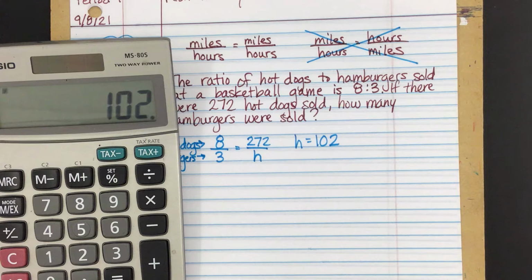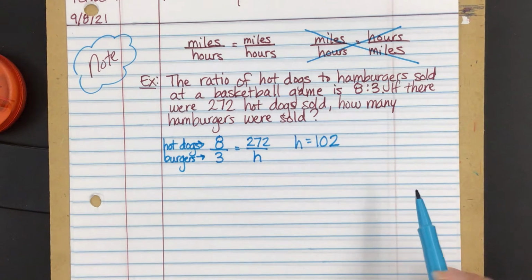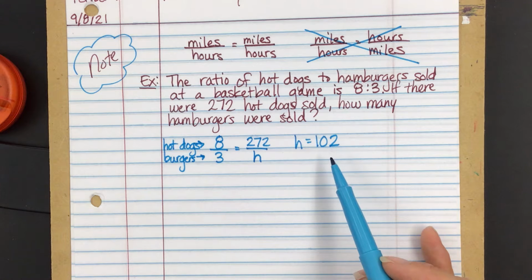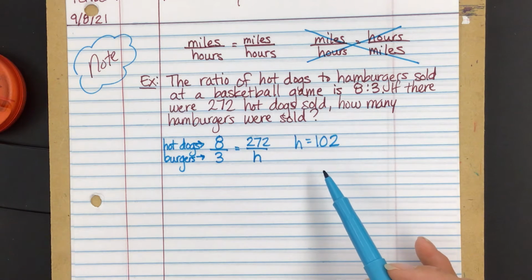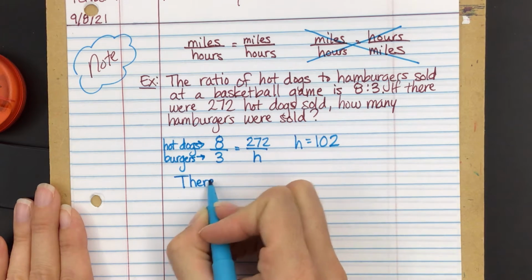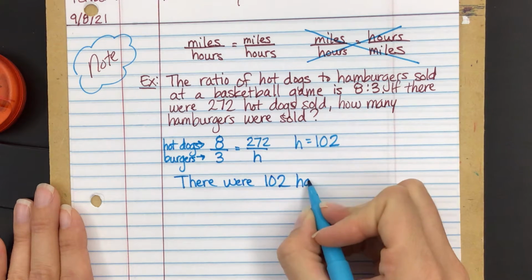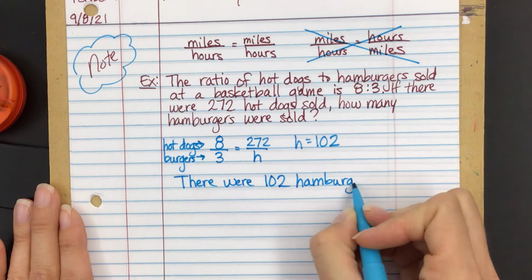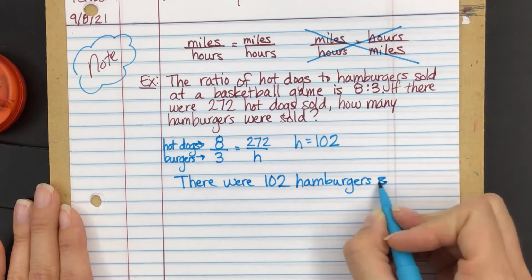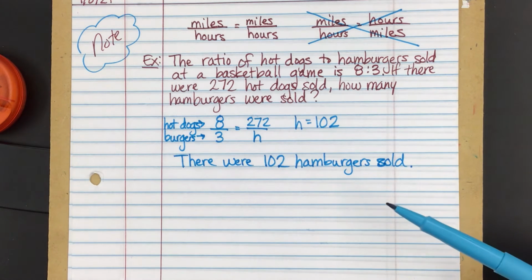Now I know I've said this before, but if your problem is in words, you should answer in words. The reason for that is I want you to be more than just a calculator. I know you can do calculations. I want to know that you know what that number means. Okay, so we're going to answer in a complete sentence. There were 102 hamburgers sold. Okay? And that way, you're basically interpreting your answer. You're saying, this is the number I got, and that's what that number means. Okay?